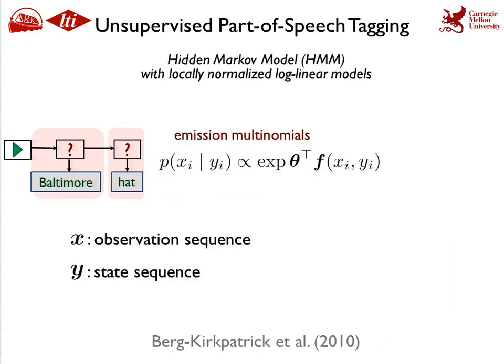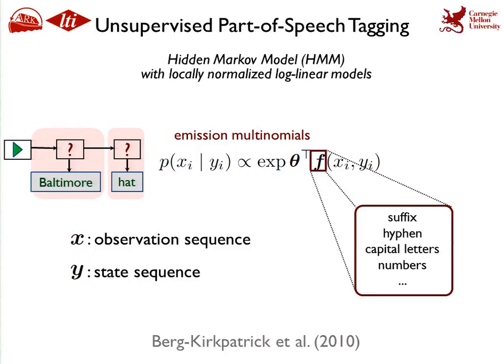So very recently, Kirkpatrick and his colleagues proposed this model where they replaced the emission multinomials with locally normalized log linear models, where they have this feature function that looks at suffix, prefix patterns, whether the word contains hyphens, capital letters, numbers, and so on. And they found that this really helps for the Penn Treebank case for English when they train it with a direct gradient based method.